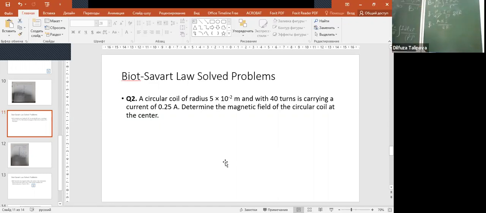Now we will put the numbers instead of these ones. Okay, mu 0 is equal to what? 4 pi multiplied by 10 to the negative 7. And the number of turns is equal to 40. And the current is equal to 0.25 amps, divided by 2 multiplied by R. R is equal to 0.05 meters.